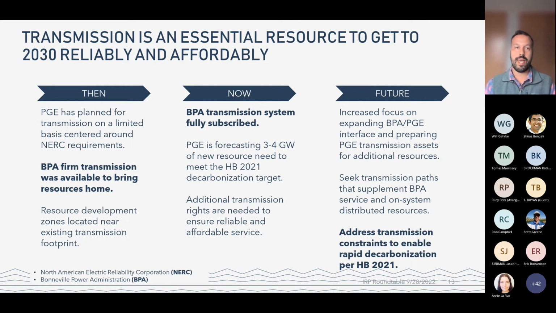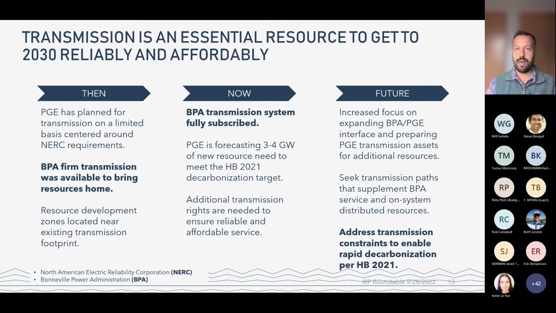So as we overlay that with our House Bill 2021 forecasted resource need on the energy side, we have been estimating somewhere in the neighborhood of 3 to 4 gigawatts of new resources to bring carbon-free power to our customers. And we are, again, overlaying that with a transmission system that is fully subscribed and in need of upgrades. And we are examining what options we have more holistically in this IRP.